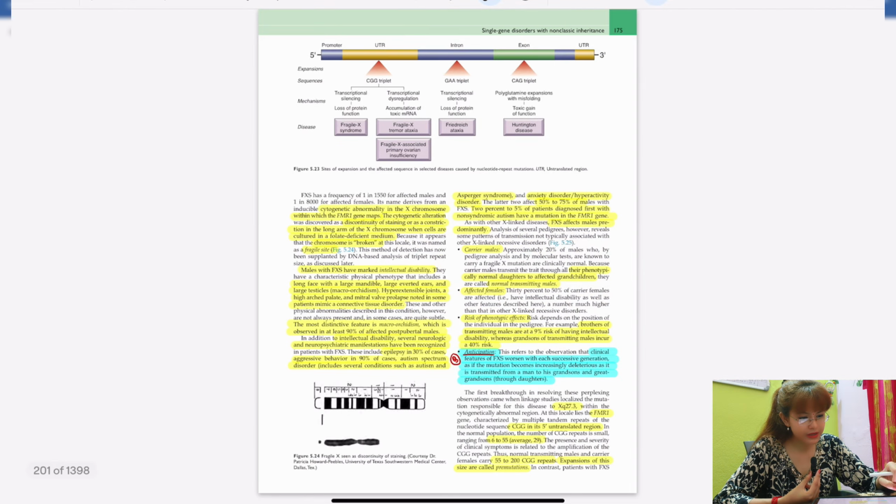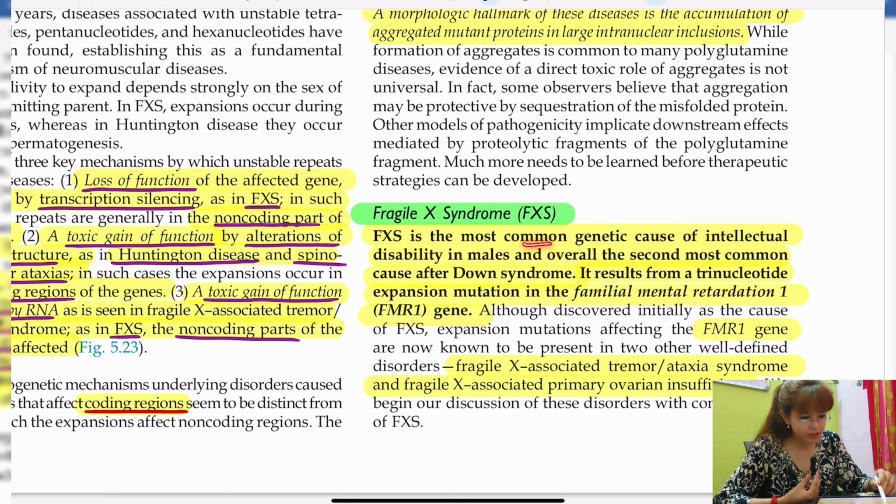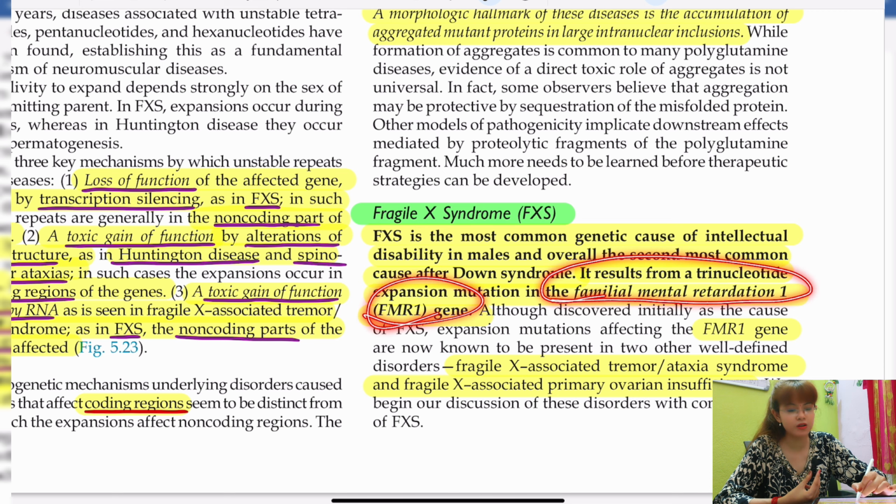is very, very important. This is the most common genetic disease of intellectual disability in males, and the second most common cause after Down syndrome. Very, very important. These children do have intellectual disability. It results from a trinucleotide expansion mutation in the familial mental retardation 1, or the FMR1, gene.